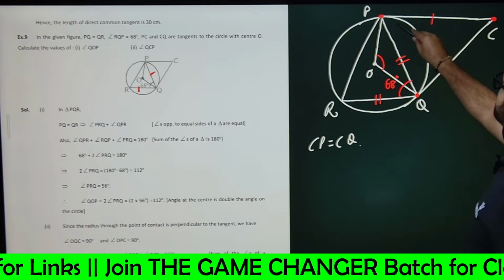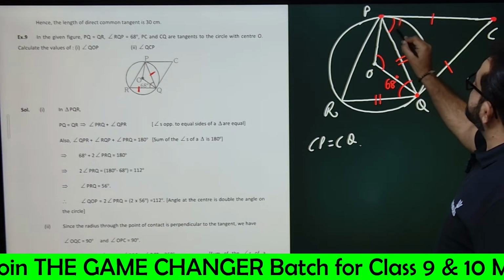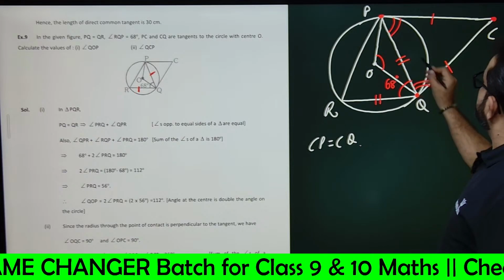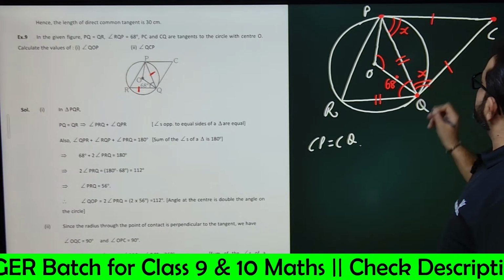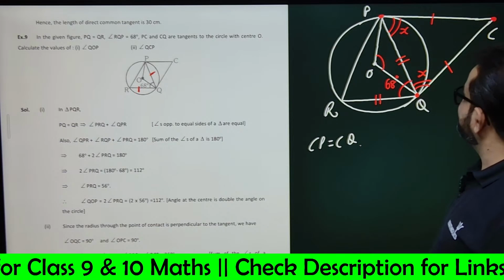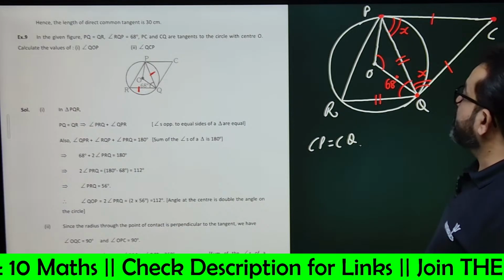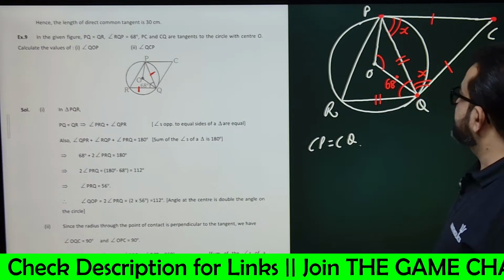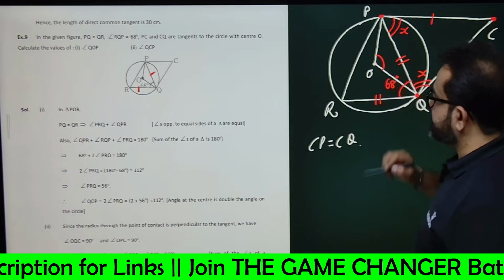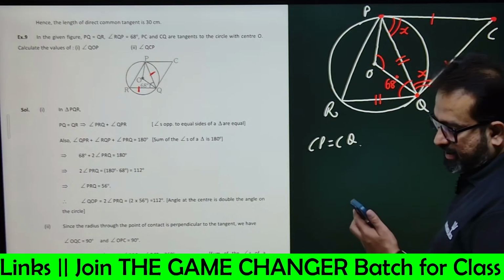Because PQ is equal to CP, can I say this angle is equal to this angle? If this is angle X, this is also going to be angle X. Yes or no? Yes. Okay. One more thing. Can I say, because this is the radius?